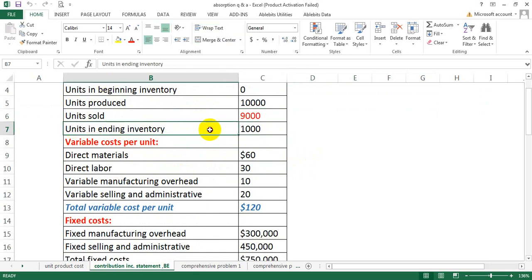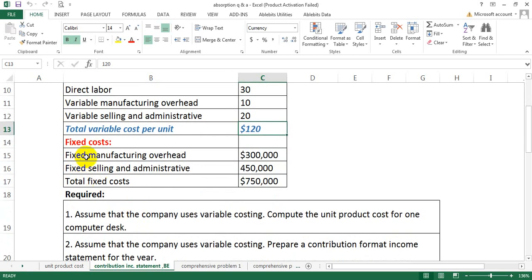How do I calculate units in ending inventory? 10,000 are produced and 9,000 sold, so the remaining on hand, or ending inventory, is 1,000. The variable cost per unit is direct material 60, direct labor $30, variable manufacturing overhead 10, variable selling and admin expense 2. Total variable cost per unit is $120. Fixed cost: fixed manufacturing overhead 3 lakh, fixed selling and admin expense 4 lakh 50. So the total fixed cost is 7 lakh 50,000.